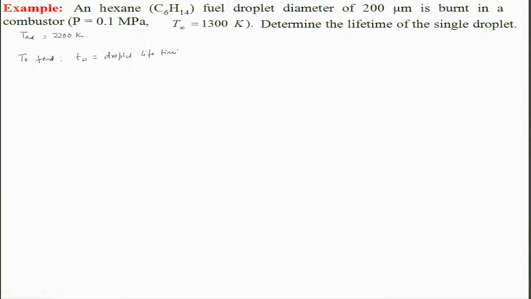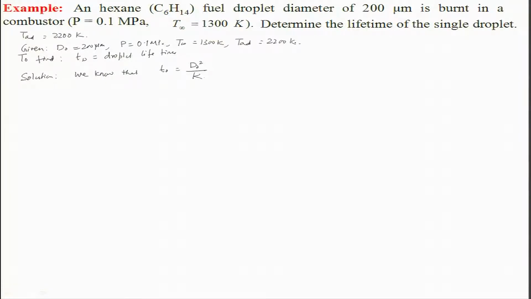So, we know that TD is basically D naught square by K, and D naught is already given. So, given is D naught is 200 micrometer, pressure is 0.1 megapascal, T infinity is 1300 Kelvin, and T adiabatic is given.